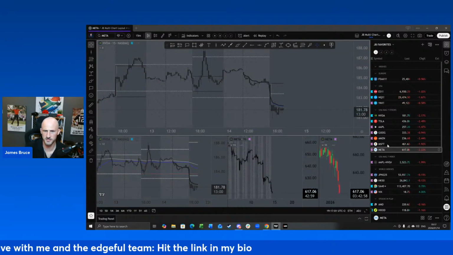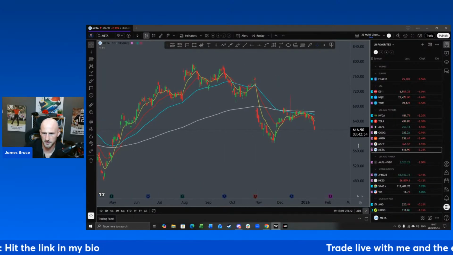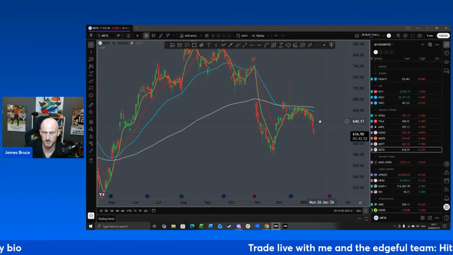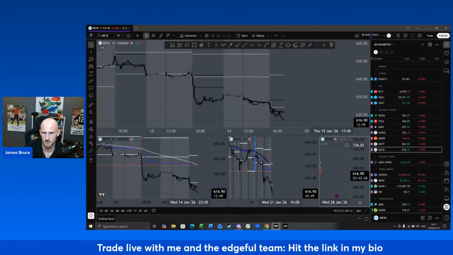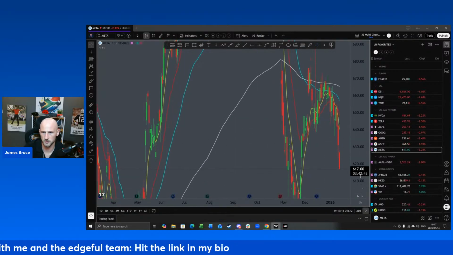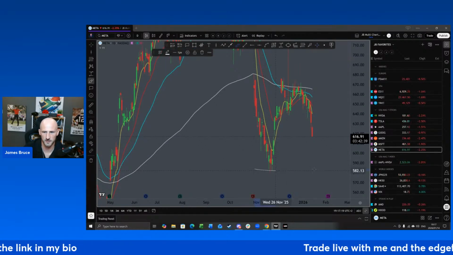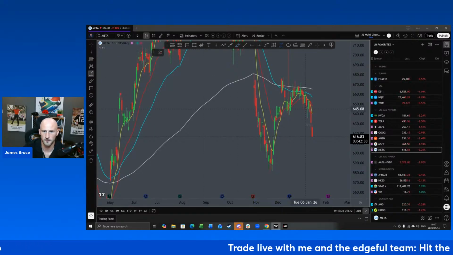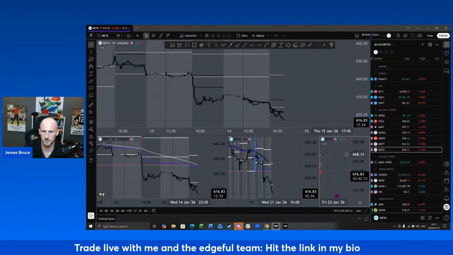Meta down 2%. I know André was looking at this from a long-term buy perspective. He was buying it off of the lows, yeah, but it doesn't look particularly bullish at the moment, I must say. That does not look bullish at all. I would see these lows being reclaimed back at 581, which would be a 5-6% drop.